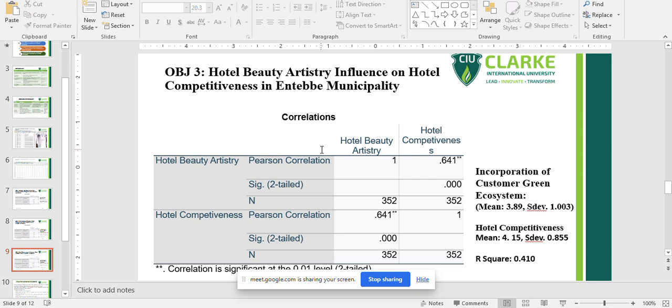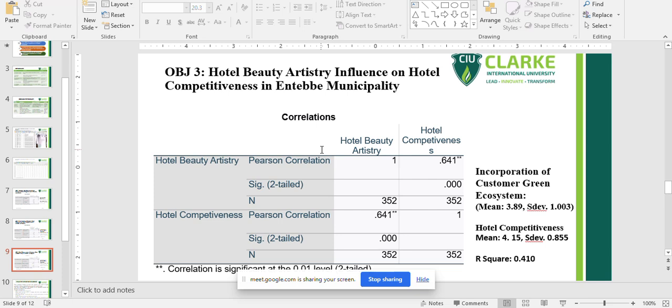For examining the influence of hotel beauty artistry on hotel competitiveness in Entebbe, a Pearson correlation coefficient of 0.641 was obtained, which explains that hotel beauty artistry in Entebbe municipality has a strong positive correlation with hotel competitiveness. And this was also significant at a p-value of 0.00.